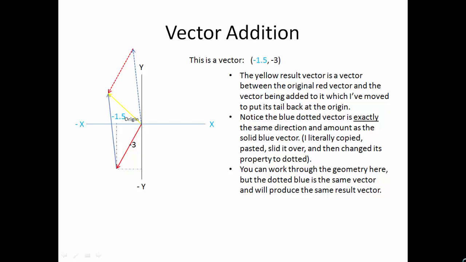In actuality, when we do the math, the solid blue vector gets moved to have its tail at the origin, which becomes the dotted blue vector, and adding the solid red vector to the dotted blue vector will give you the yellow vector as an answer, because the positions don't matter. It's the same answer wherever the blue vector is positioned.